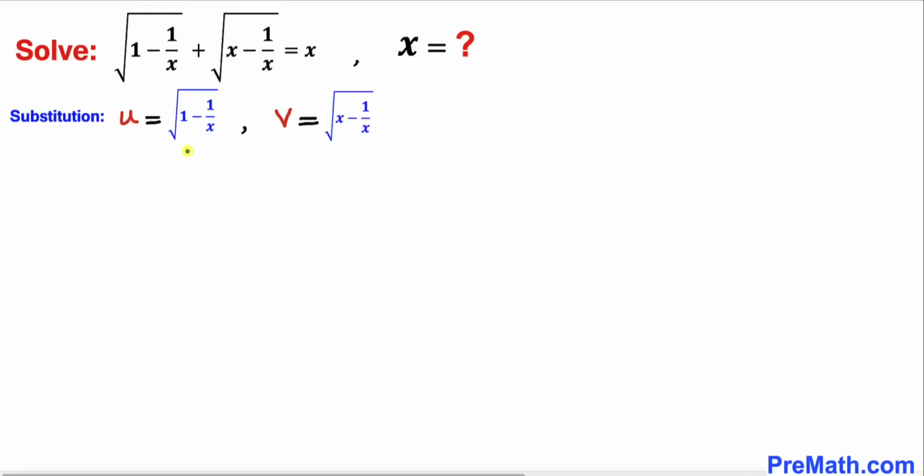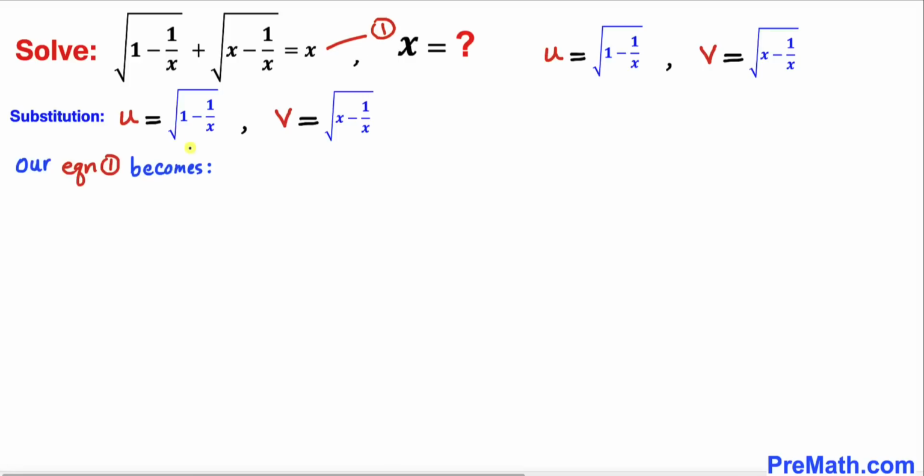As you can see in this next step, u equals this first radical, whereas v equals this second radical. Let me call our very first equation equation number 1. Then this equation 1 is going to become, if I substitute u plus v equals x. So therefore I can write u plus v equals x. Let me call this our equation number 2.